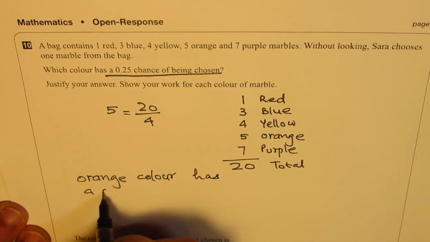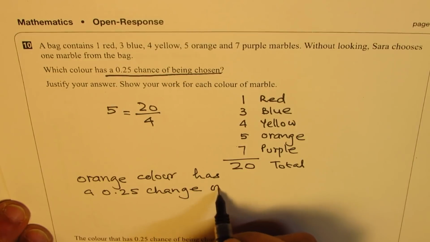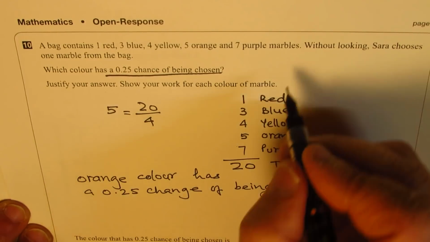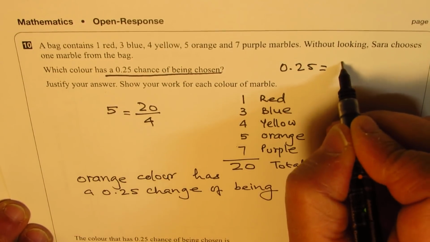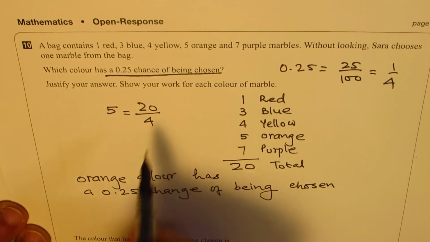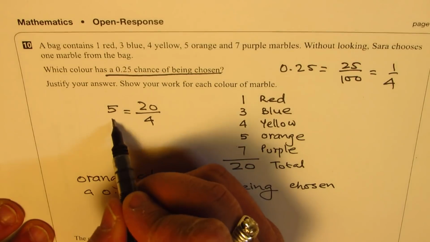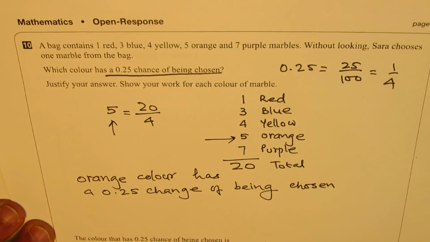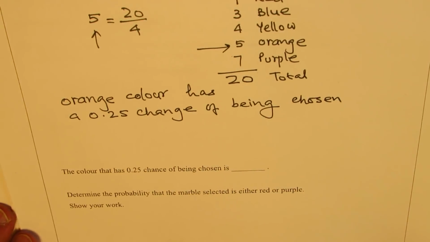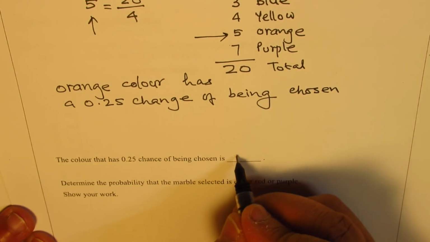Orange has a 0.25 chance of being chosen, correct? 0.25 actually means 25 out of 100, right? Which is 1 out of 4, right? So 1/4 of 20 is 5, correct? So that is how we get 5, and the 5 matches with orange. Does it make sense to you? So that is how we are going to answer this question, and we have to fill it up right there. The color that has 0.25 chances of being chosen is orange.